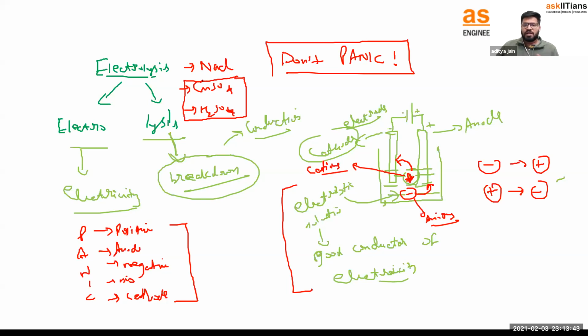These CuSO4 and H2SO4 are in your course, although NaCl will also show the process of electrolysis. So the basic process of electrolysis is clear. How to remember this? Don't panic. Electrolysis is the process of breakdown of the solution into ions through the conduction of electricity. That is known as electrolysis. I hope this process is clear.